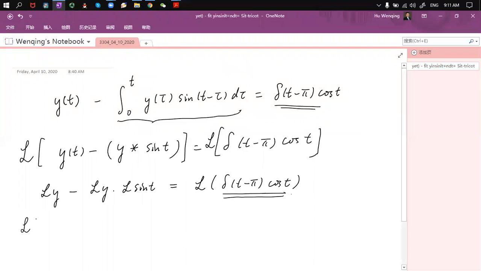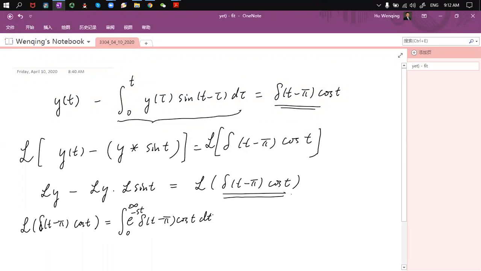You can see that delta(t minus pi) cosine t, we've been talking about it in class, but in general it is equal to the integral from 0 to infinity of delta(t minus pi) cosine t multiplied by e to the power minus s t dt, according to the definition of the Laplace transform. Now, if this is the case, we can approximate the delta function, so this can be written simply as e to the power, 0 to infinity.